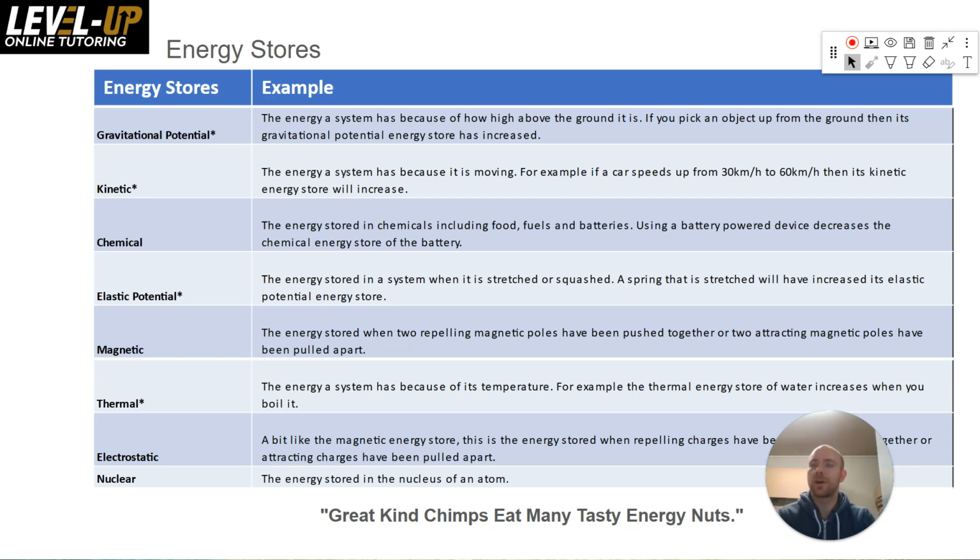You'll notice there I've also put in asterisks for some of these: gravitational, kinetic, elastic potential, and thermal. Those are all ones that you need to know and be able to describe mathematically as well. We're going to look at the first 3 of those today. Thermal we will cover in an atoms and particles video later on.